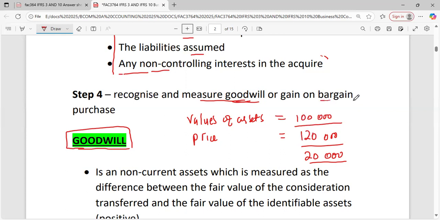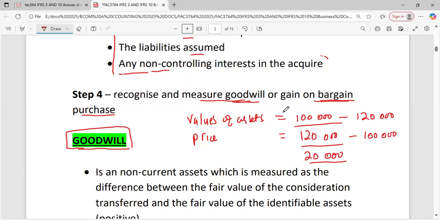Then when it comes to this bargain purchase, it is your gain. You are going to buy the business at a lower price than its value. That's a bargain purchase. So this will be vice versa. Let's say the value of the assets is 120,000. Then you pay the price of 100,000 here. So you gain a bargain on purchase. It's a gain on bargain purchase that way. So that's the difference between the two.